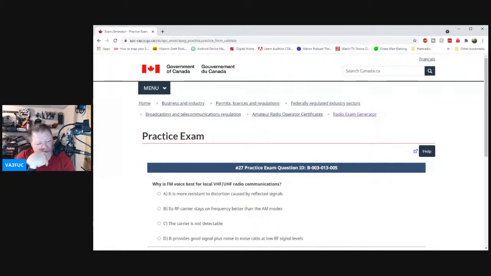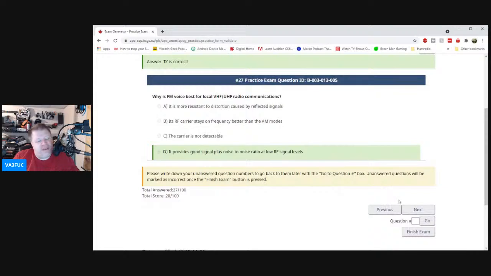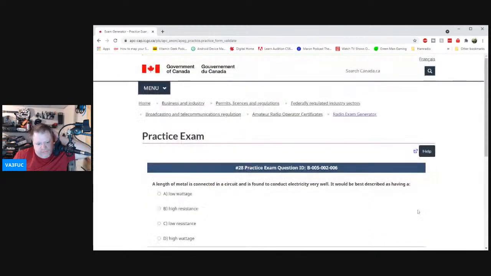C, the carrier is not deflectable. There's low RF, usually 2 meters, 70 centimeters. That's VHF and UHF. So I'm going to say D is probably the answer they're looking for. Yep, D is the correct answer. Low noise.